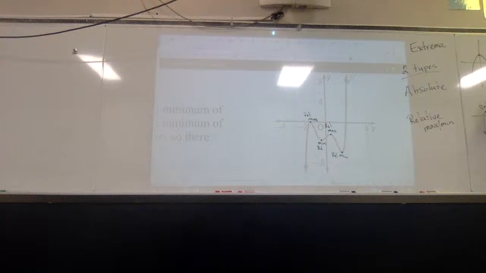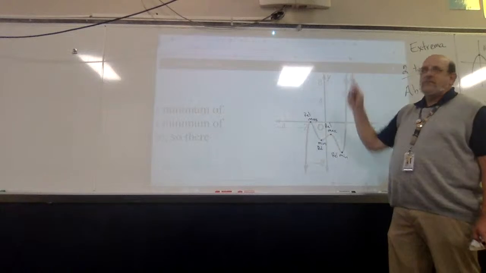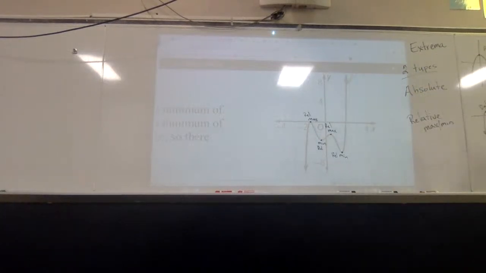Does any part of the graph go above this point here? Any part of this graph go above that point right up there? No. So therefore it is the absolute top, or the absolute maximum Y value. Pretty cool? Is this the absolute maximum Y value that you have in this function? No. So it's got to be a relative.